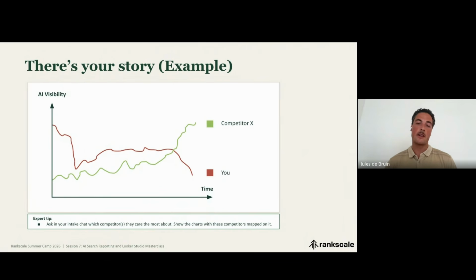Instead of benchmarking against multiple competitors, you can also just show one competitor that is clearly investing right now in AI search and is also clearly outperforming you. A quick tip: just ask your leadership or your potential clients which competitors they actually care the most about, and then just show charts that only show these.